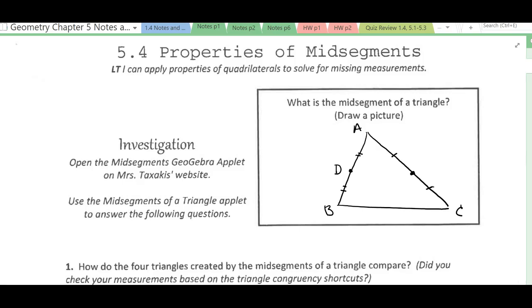Now, what I'm going to do is take these two midpoints and connect them. Okay, so let's label that point E. We have a midsegment of this triangle. So we can see that I drew two midpoints, I connected them with a segment, and we call it a midsegment.